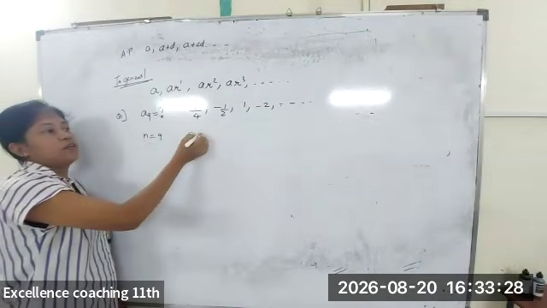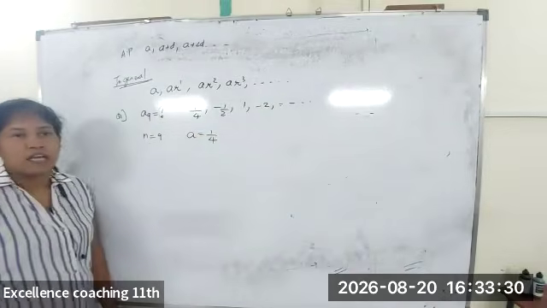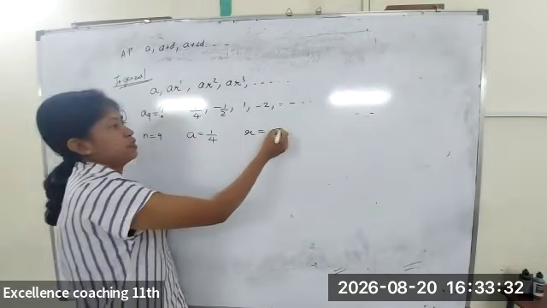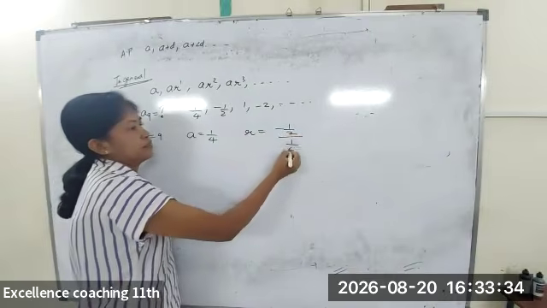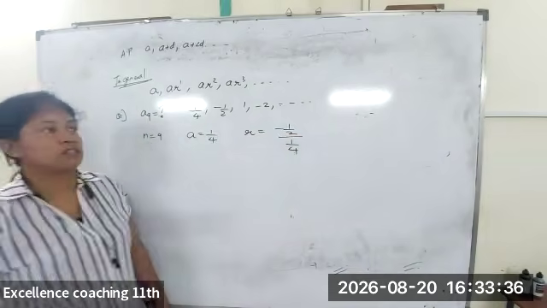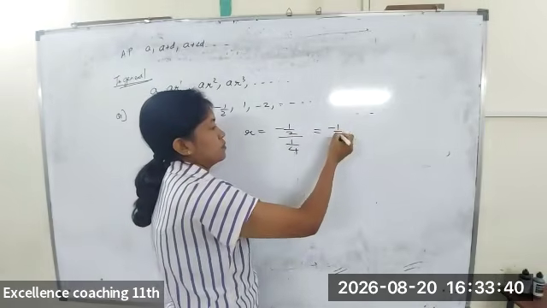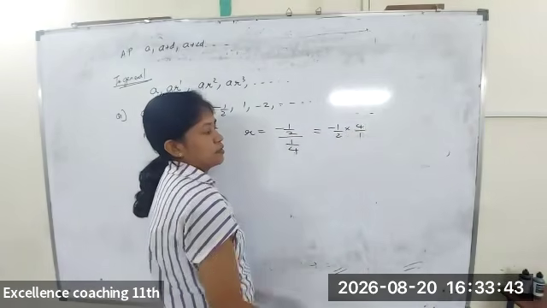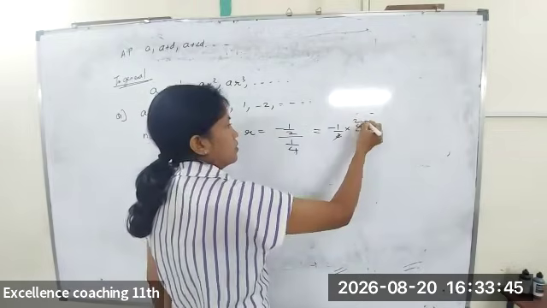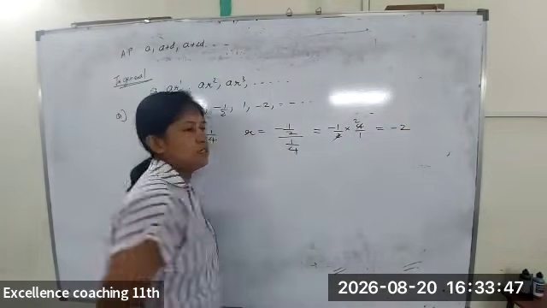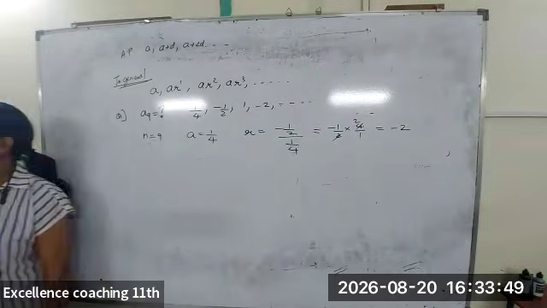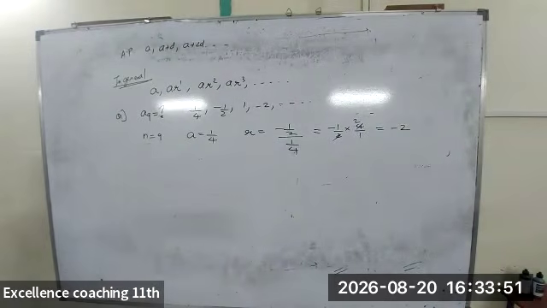First term is 1 by... Common ratio is second upon first. Reversed, it will become minus 2. R is minus 2. Write a formula and substitute now. You write the general term formula and put the value of n.